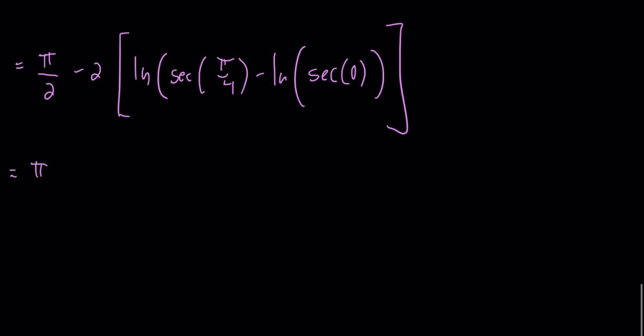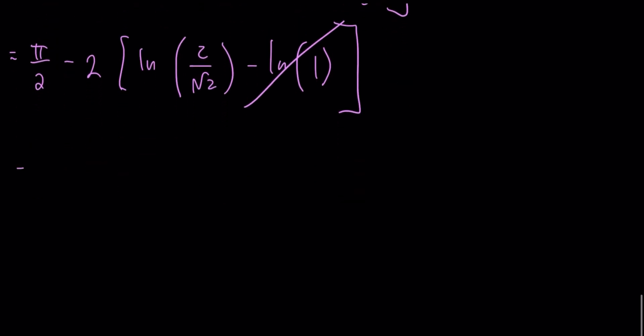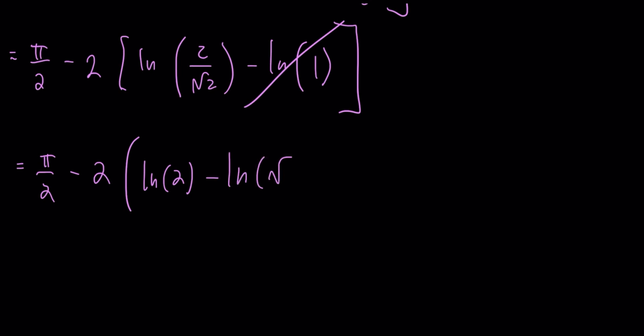So this is equal to pi over 2 minus twice the natural log. The secant of pi over 4, well, the cosine of pi over 4 is the square root of 2 over 2. So the reciprocal of that would be 2 over the square root of 2 minus the natural log, and the secant of 0 is 1. And we know that the natural log of 1 is 0. So it's equal to pi over 2 minus twice, and using logarithm rules, we have the natural log of 2 minus the natural log of the square root of 2.